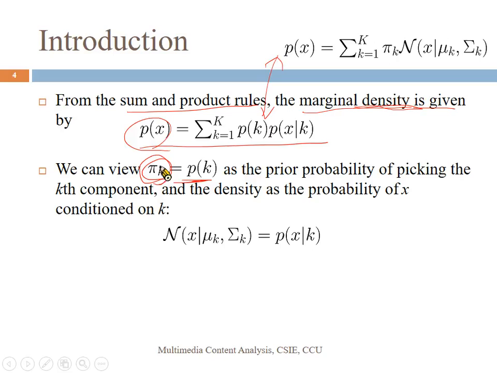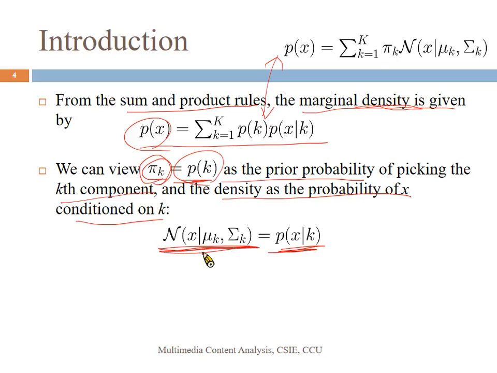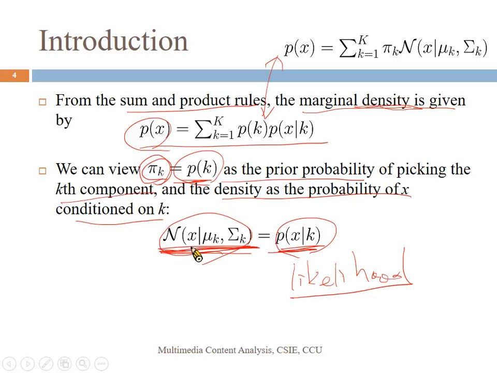So pi k is the linear coefficient of the k-th Gaussian, and we can view it as the prior probability of picking the k-th component. And the density of x conditioned on k, so we can see that p(x | k) can be described by a Gaussian. Okay, so as we said before, this is actually the likelihood. So the likelihood function can be described by a Gaussian.